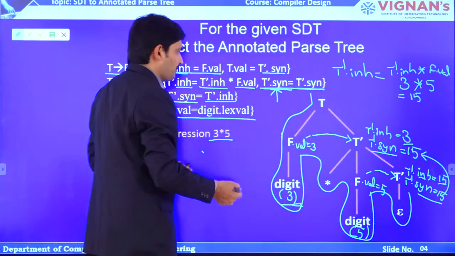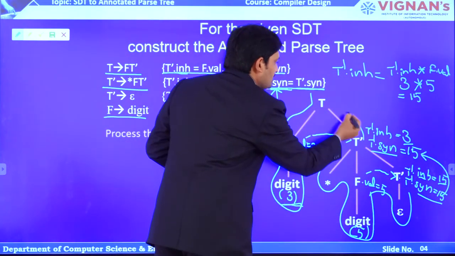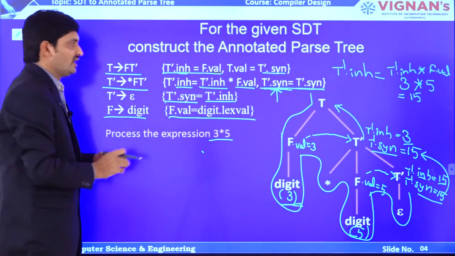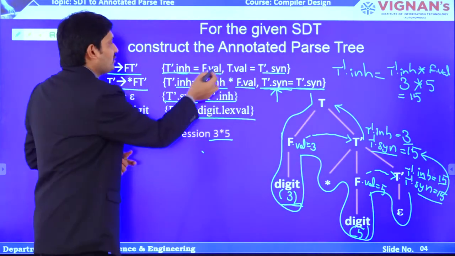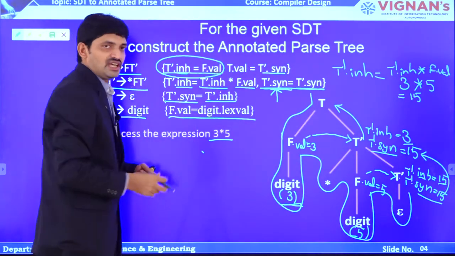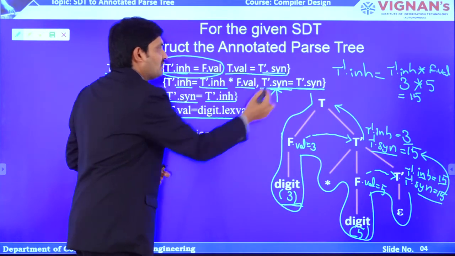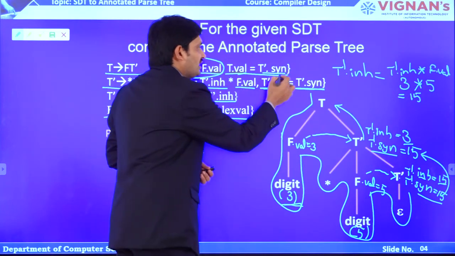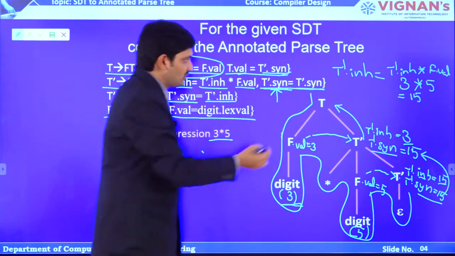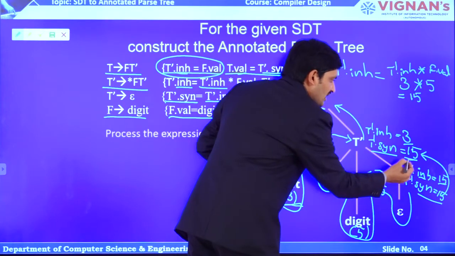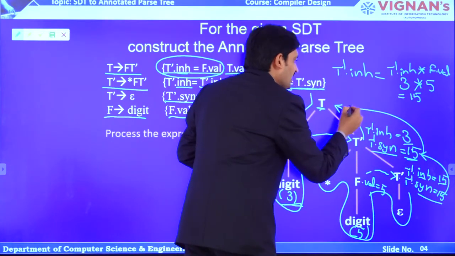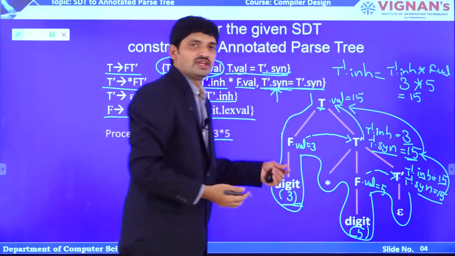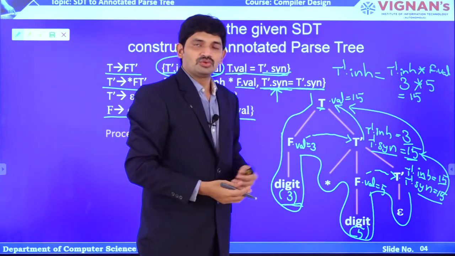Then F T dash is reduced to T. When F T dash is reduced to T, there are two actions. Already we performed one action. The remaining action is T value is T dash SYN. Here T is the parent and T dash SYN is the attribute. So, this is the parent, this is the child. So, this is to be assigned to T dot val. So, the T dot val equal to 15.